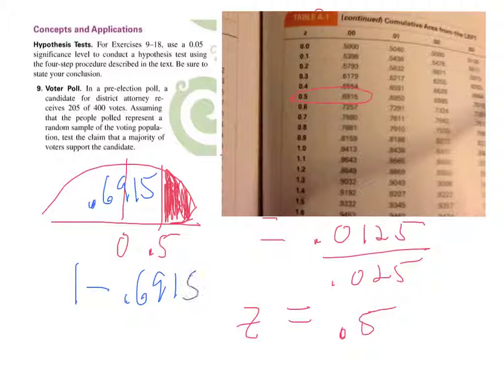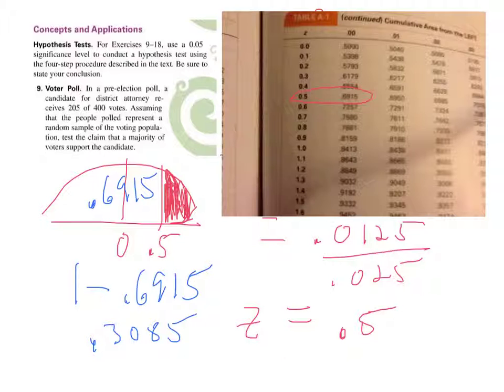This is one of those greater-than flavors of H0, if you watched that other video I made. So 1 minus 0.6915, and I'm getting a p-value of 0.3085.